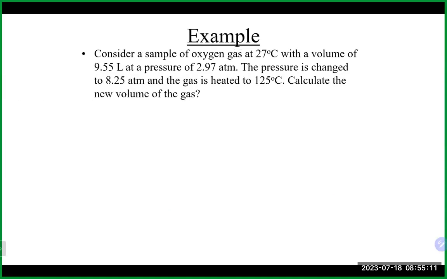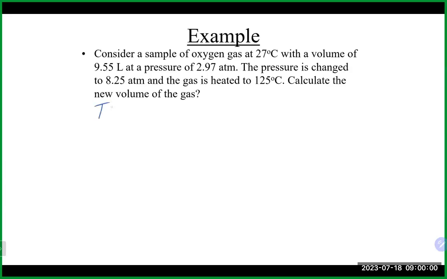Consider a sample of oxygen gas at 27 degrees Celsius with a volume of 9.55 liters and a pressure of 2.97 atmospheres. If we change the pressure to 8.25 and heat it to 125 degrees Celsius, calculate the new volume of the gas. So let's take a look. We're going to pull out the information here.